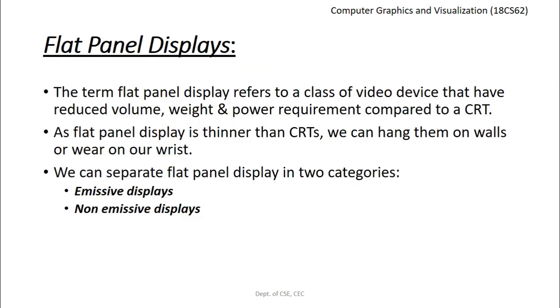Now let us proceed and let us try to understand one more type of displays called as flat panel displays. The term flat panel display refers to a class of video device that have reduced volume, weight and power requirement compared to that of the cathode ray tube. As a flat panel display is thinner than CRTs, we can hang them on the walls or wear them on our wrist. We have smart watches with these flat panel displays as well.